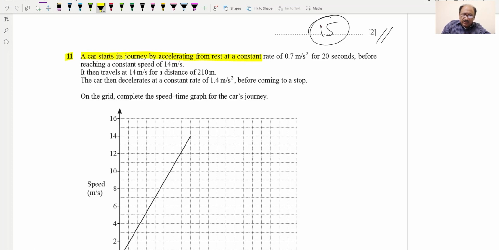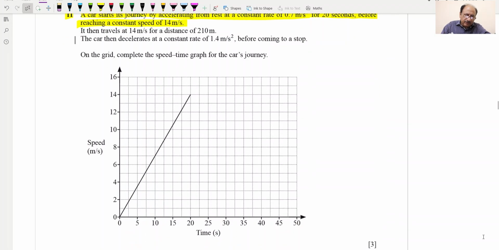starts its journey by accelerating from rest at a constant rate of 0.7 meter per second squared for 20 seconds, before reaching a constant speed of 14 meter per second. They have provided the diagram also. So this is the graph which they have already provided for this journey. Now it then travels at 14 meter per second for a distance of 210.